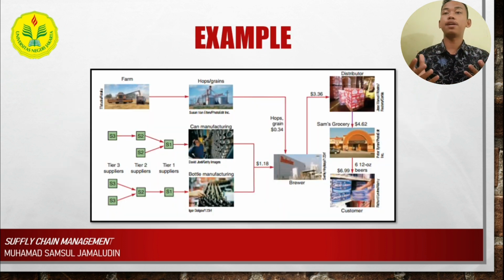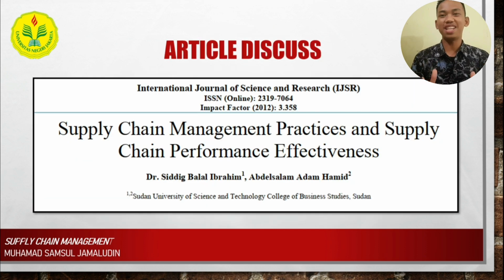For example, we have an image example here: the process from the farm to the grains, then to the brewer, then to the distributor, then to Sam's grocery, and then until it comes to the customer. This is the whole process that we can call supply chain management.